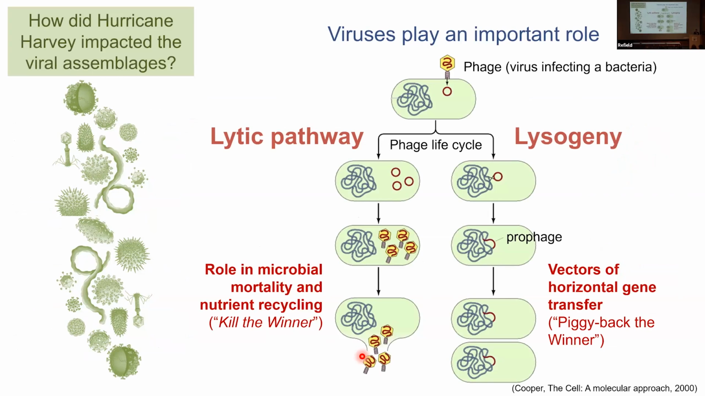I have a little bit of time to talk about viruses. So just a little background of viruses. When a virus or phage, those that infect bacteria, enter a cell, they can go through the lytic pathway, which will kill the cell, and that's usually involved in nutrient recycling. And some of them can integrate inside the genome of their host, then they become vectors of horizontal gene transfer.